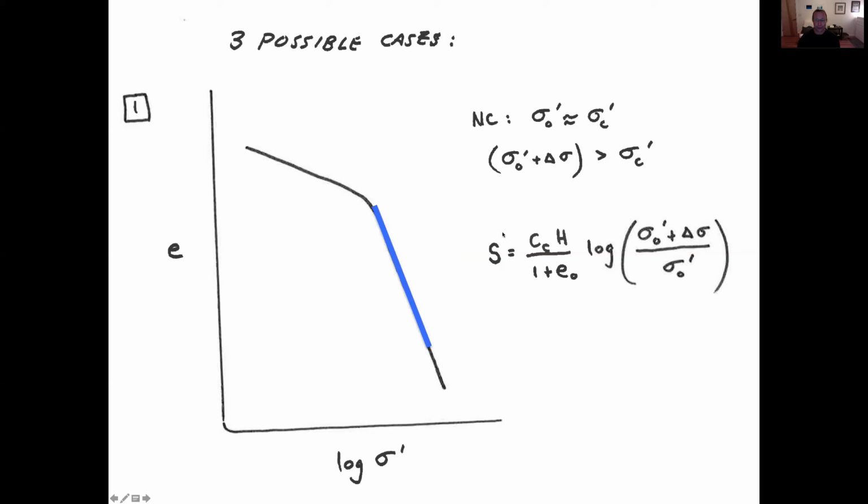And what we have here is the settlement is C sub C, that's the slope of this line, times H, the entire layer thickness of the clay, or fine-grained soil undergoing consolidation, over 1 plus e naught, that comes from that phase diagram, conversion over to a strain, times the log of a fraction. And we're going to see this format of equation show up in calculations of consolidation settlement. And this fraction always means ending stress over starting stress. That is what belongs in these fractions.